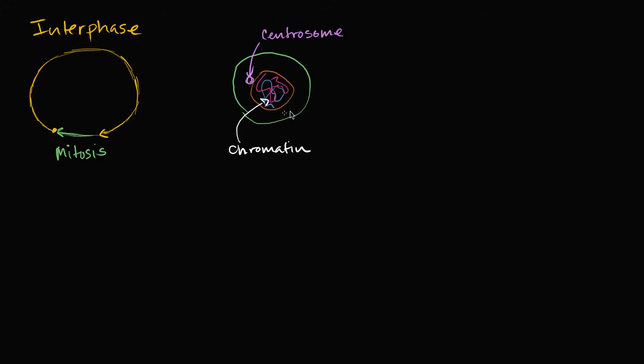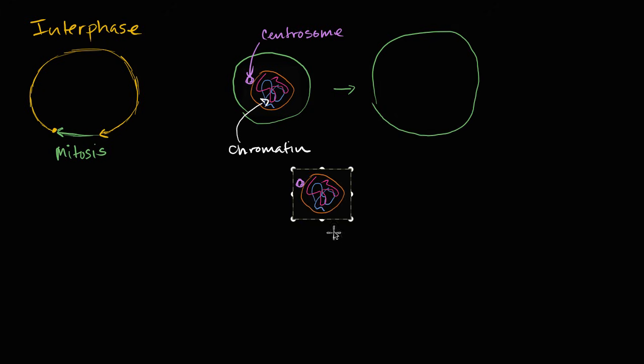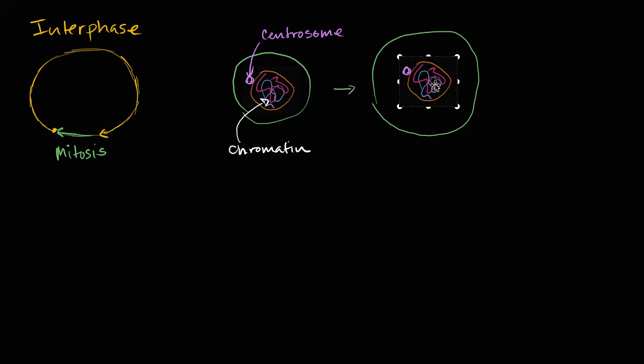So anyway, this is the new cell right over here, and it is going to grow. It's going to take in nutrients from its environment, and it's going to grow as we would expect it to. So that's that right over there. And then let me give it its nucleus and its centrosome, just like that.